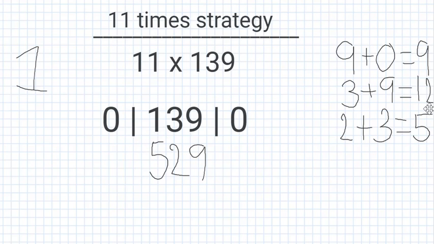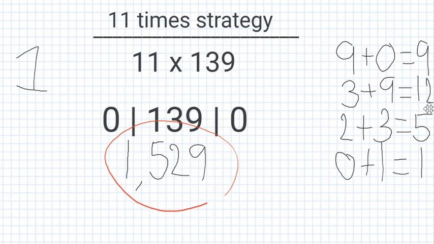And then last but not least, we have 0. So 0 plus 1 is 1. So you're going to write down 1, and then you have your answer, 1,529.